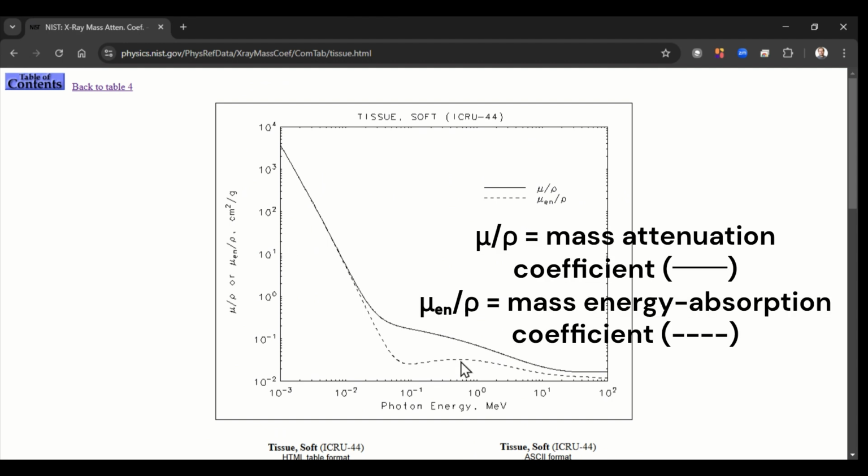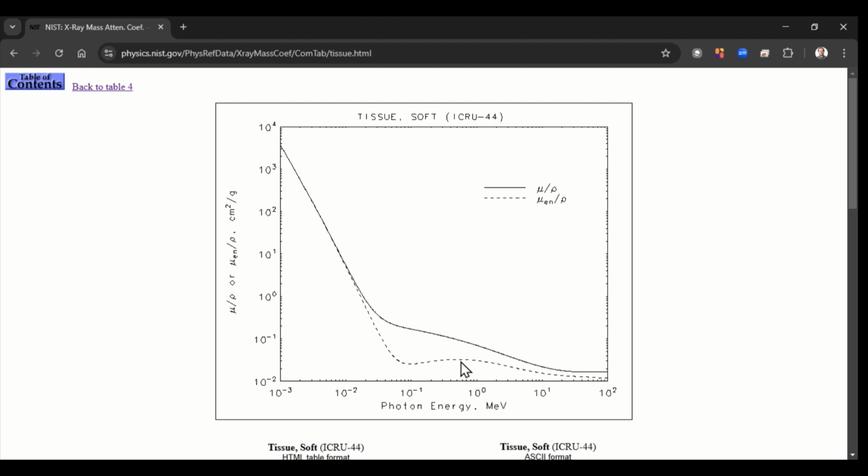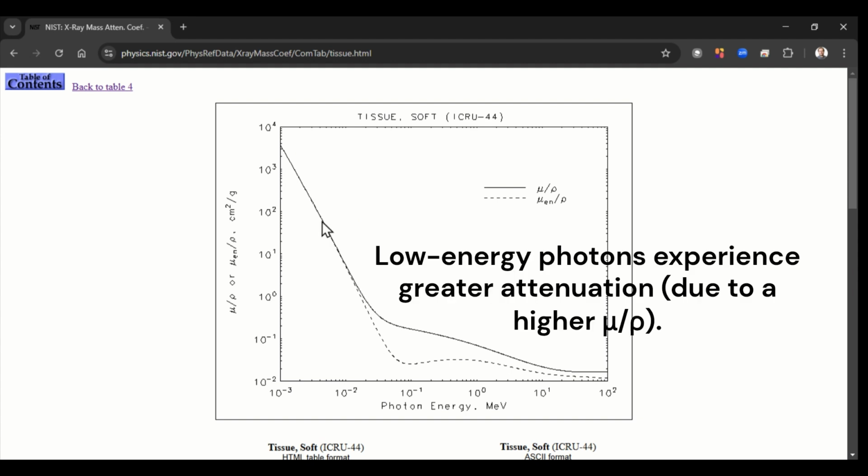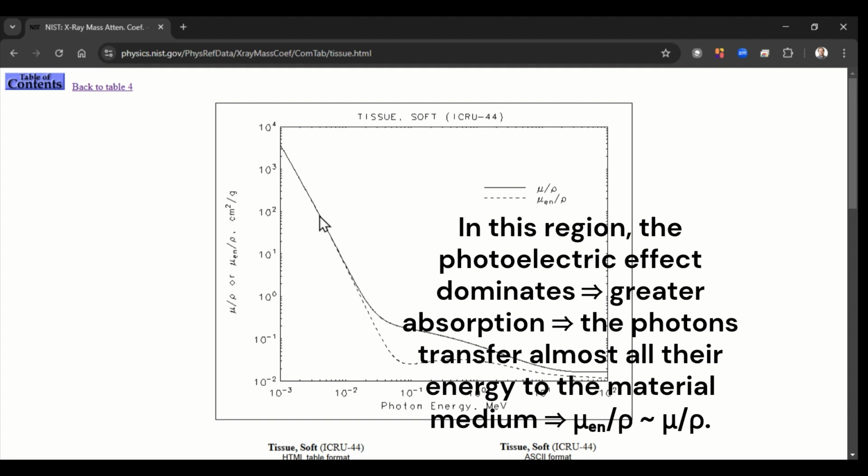This plot shows how the mass attenuation coefficient and the mass energy absorption coefficient vary in soft tissue. Both coefficients decrease with increasing photon energy. Low-energy photons experience greater attenuation due to a higher mass attenuation coefficient. In this energy region, the photoelectric effect dominates, leading to greater absorption. Consequently, incident photons transfer almost all their energy to the soft tissue. Thus, the mass energy absorption coefficient is approximately equal to the mass attenuation coefficient.